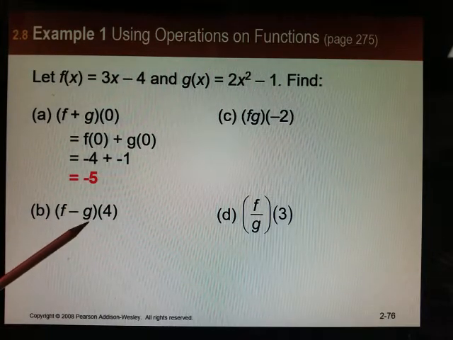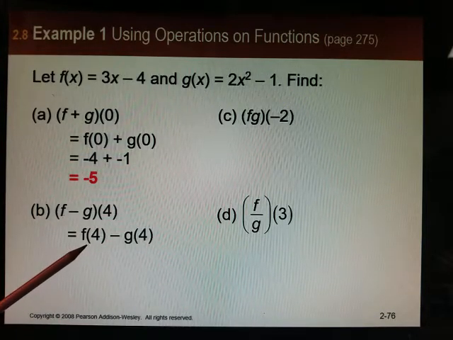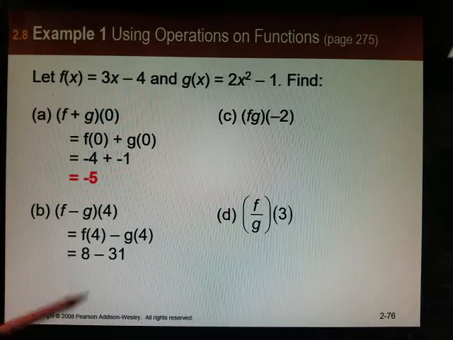When it wants f minus g of 4, again I want f of 4 minus g of 4. Plug 4 into the f, 4 into the g, subtract them.